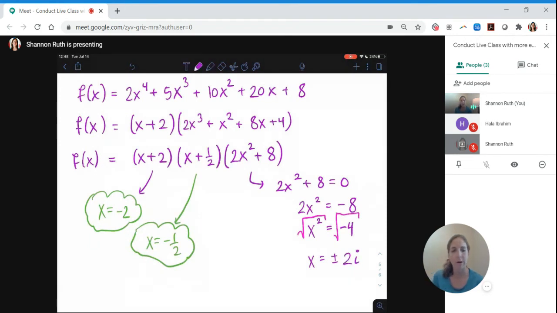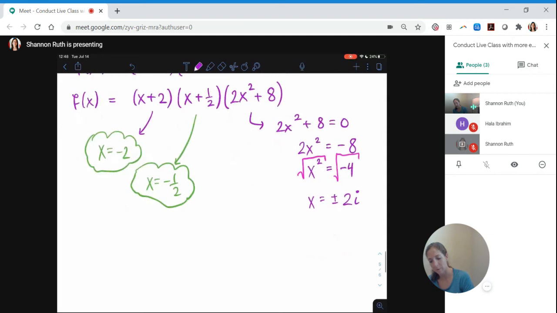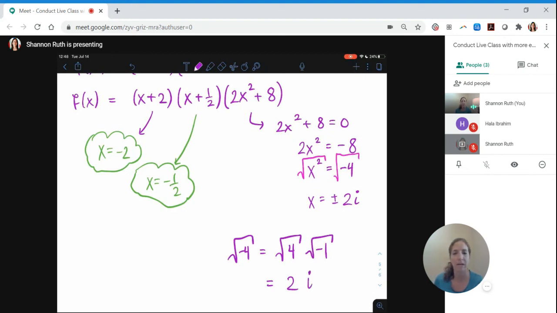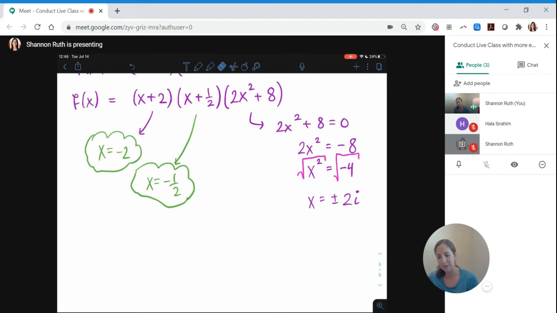Because the square root of 4 is 2, and the square root of -1 is i. So just a friendly reminder that when you think about the square root of -4, if it helps your head, you can break it up into the real and the imaginary part. Square root of 4 is 2, and by definition, the square root of -1 is i. So that gives us two more zeros technically, because we have plus or minus 2i.